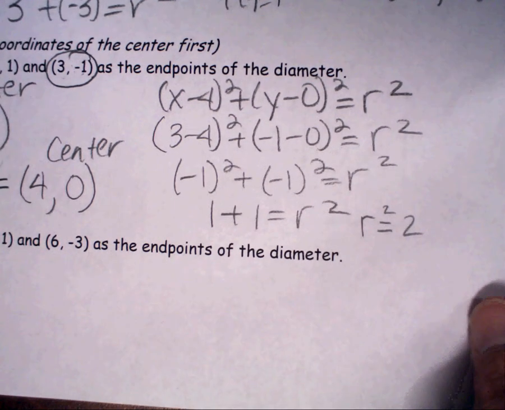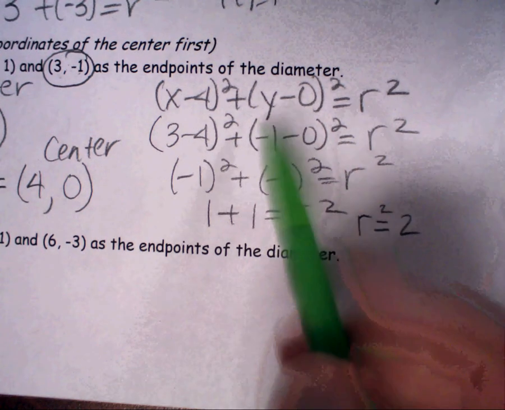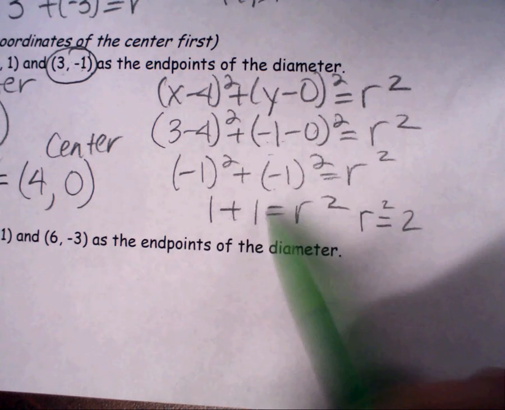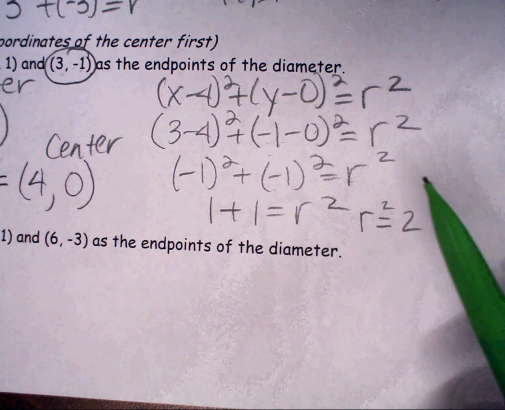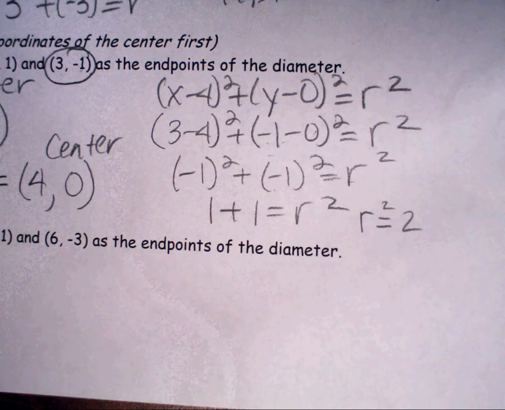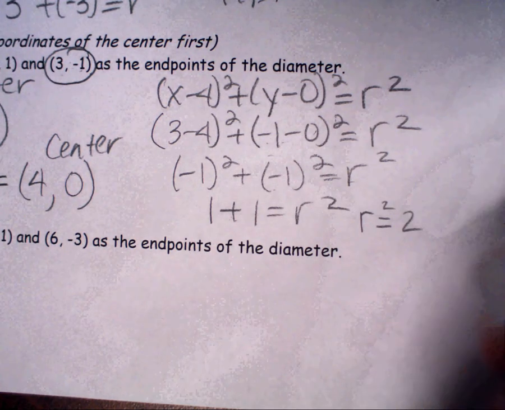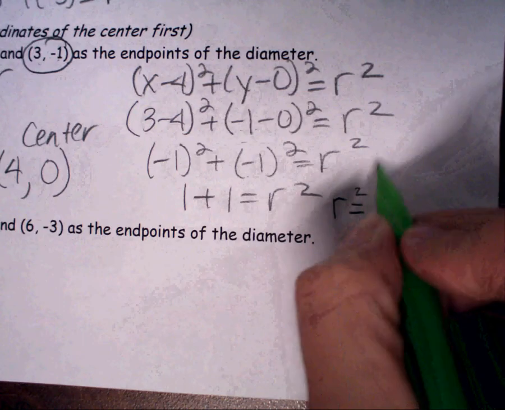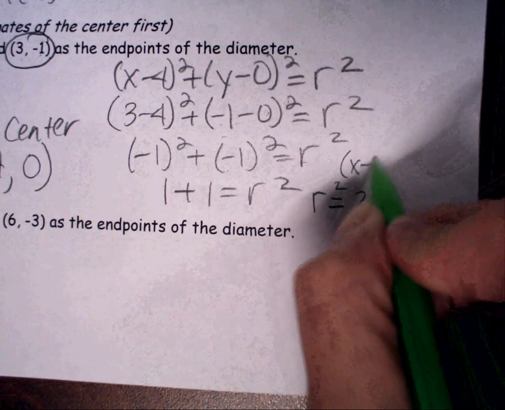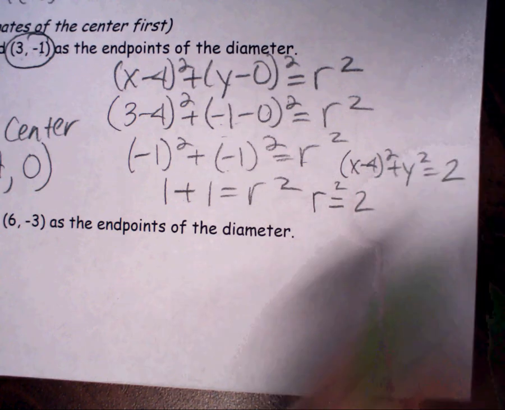I didn't double check this. Hope all my work's right. Let's make sure. Just checking. Alright, so then we would write our equation, x minus 4 squared plus y squared equals 2.